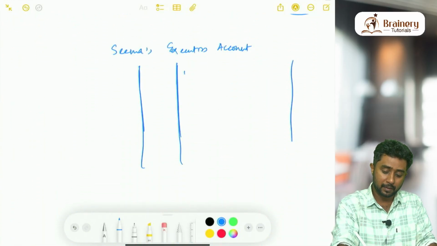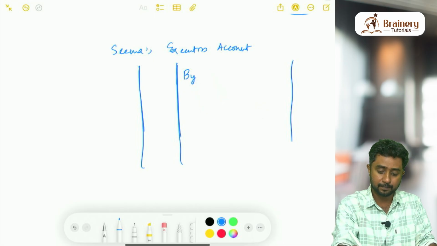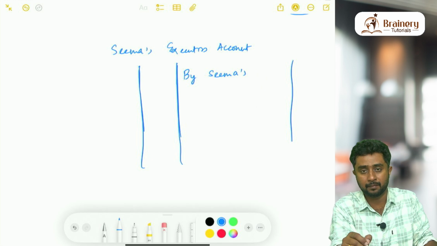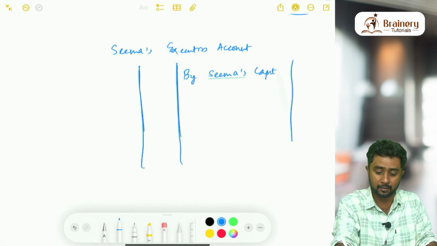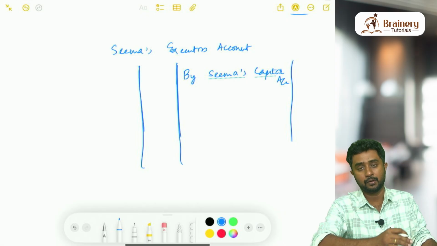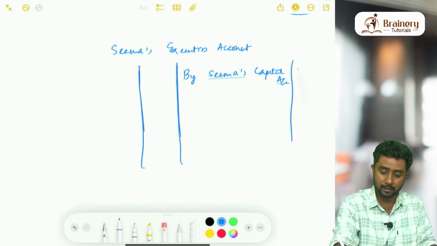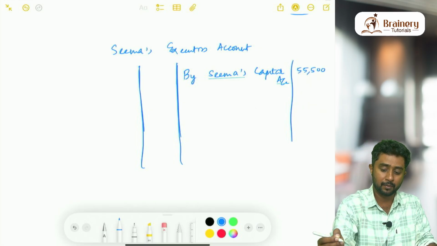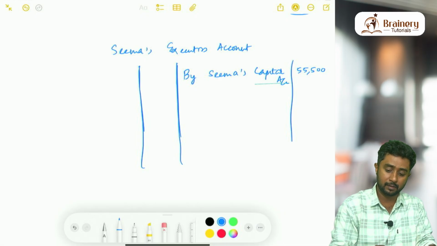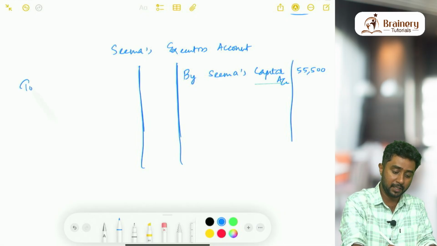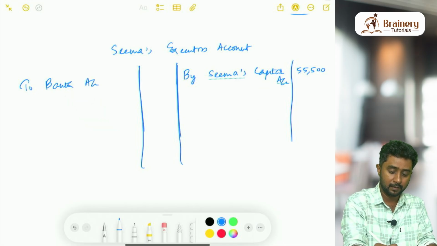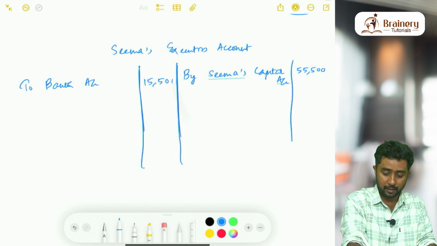The executors account, as you know, begins with the entry which transfers money from Seema's capital account to the executors account. So we will record that entry here. When you convert it into an entry, Seema's capital account debit to Seema's executors account. We post that entry here in Seema's executors account, and we know the amount in Seema's capital account was 55,500. They are talking about one immediate payment to the executors. We can record it as to bank account. Immediately we are paying 15,500.